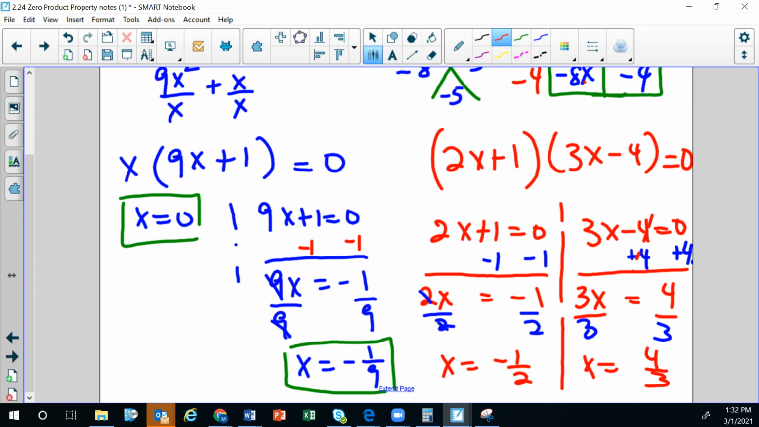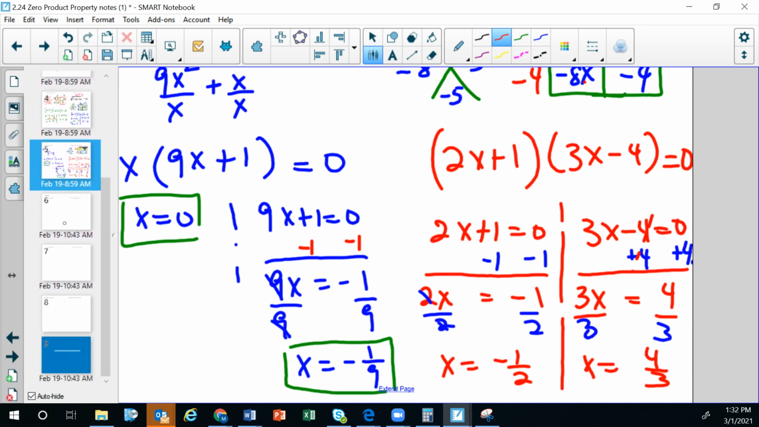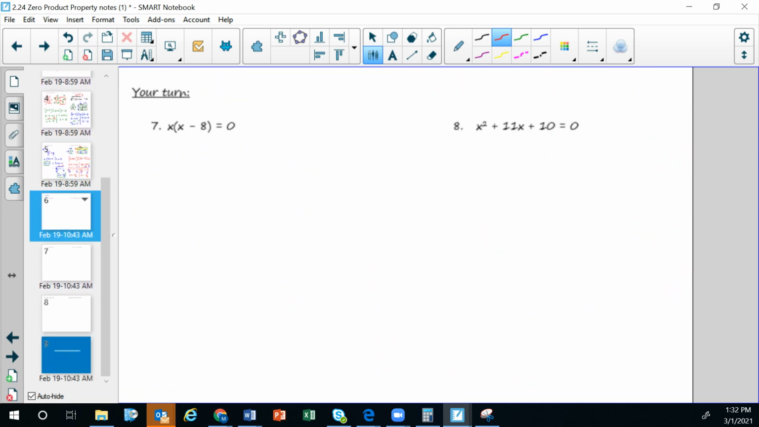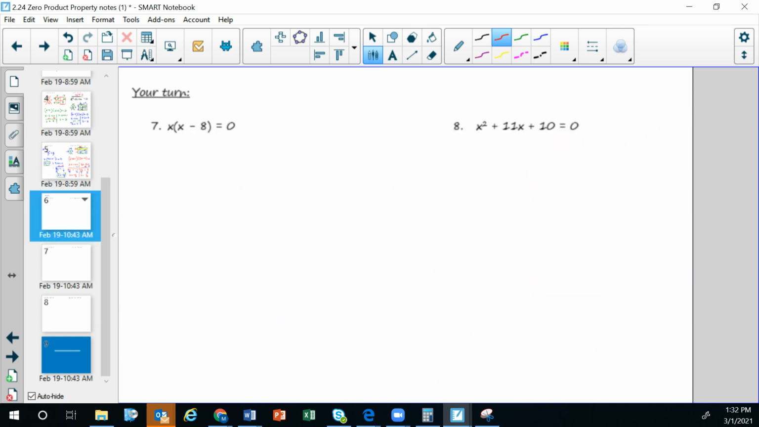All right? Okay, let's see what we have next. Let's look at number 7. Here your equation is already factored for you. All you gotta do now is set each factor to 0. Okay, and go ahead and pause it and solve and come back and check the answer.